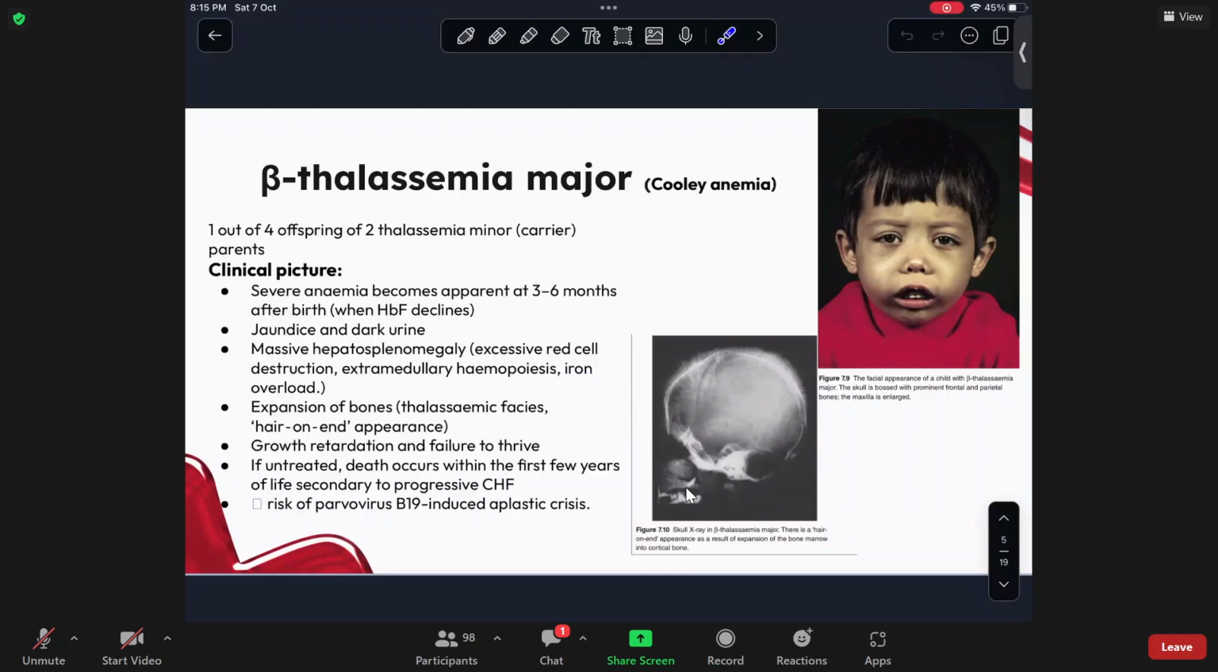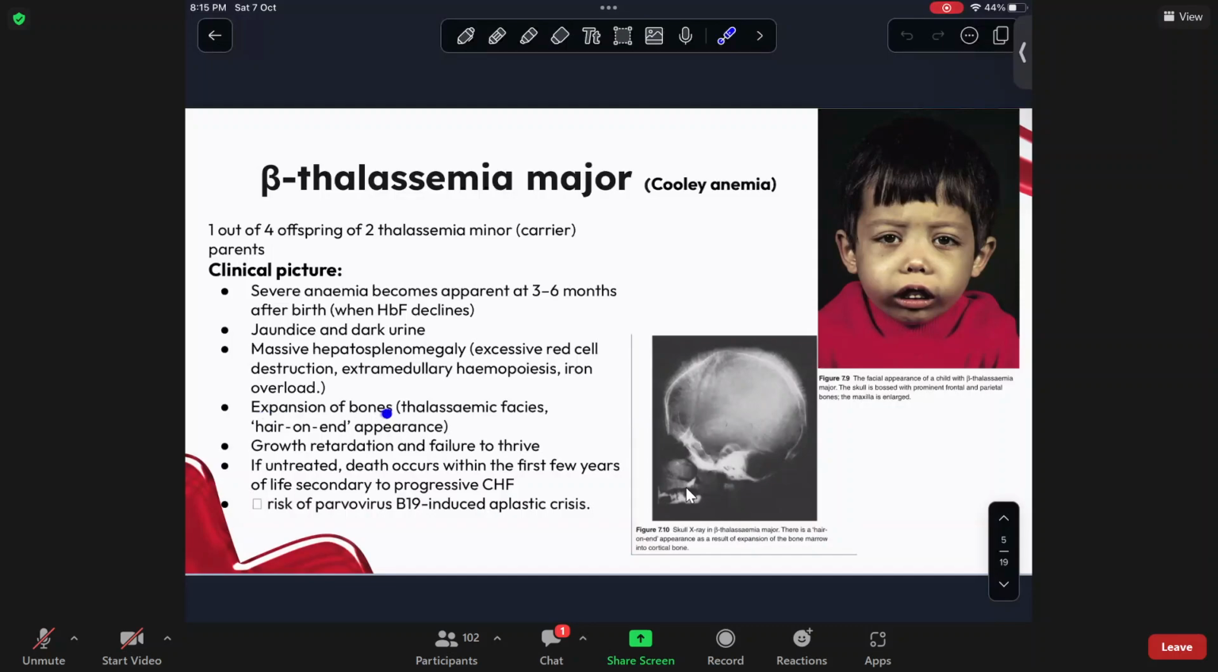And third, iron overload, either by transfusion or by the increased hemolysis. When there is any hemolysis of the RBCs, there is a part of hemoglobin that is iron. Iron will accumulate in the body and can accumulate in the spleen and liver and cause their enlargement.